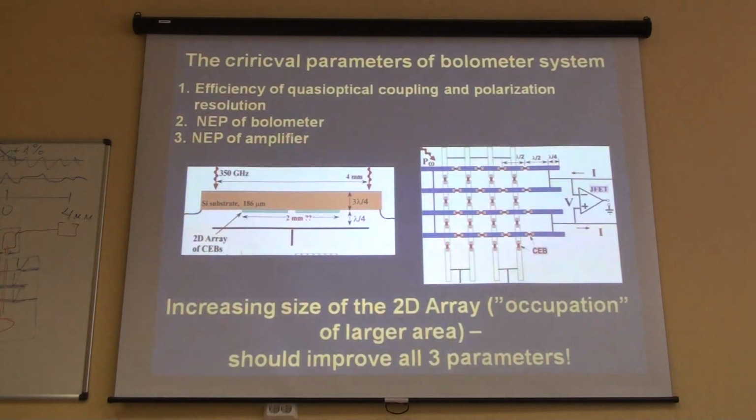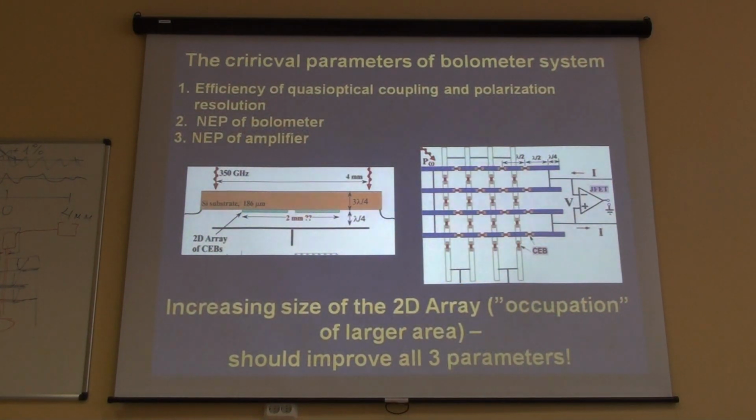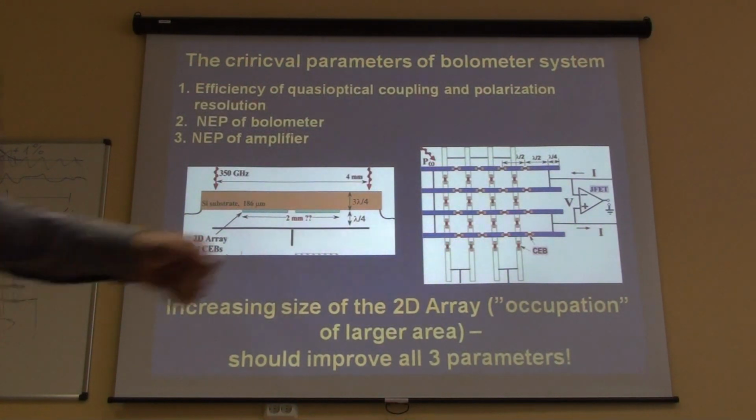Okay, that will be fine. That means not like to be rich, not like to be married, but like to win something. So, the same array, but we will expand the number of bolometers and see the influence on properties. There are three parameters: efficiency of quasi-optical coupling and polarization resolution, NEP of the bolometer itself, and NEP of the amplifier. And I will show that this way will improve all three parameters of this system. That is quite attractive.